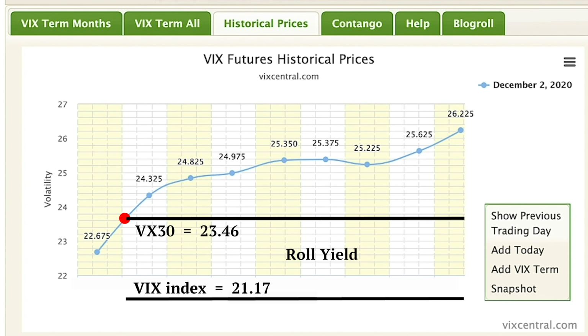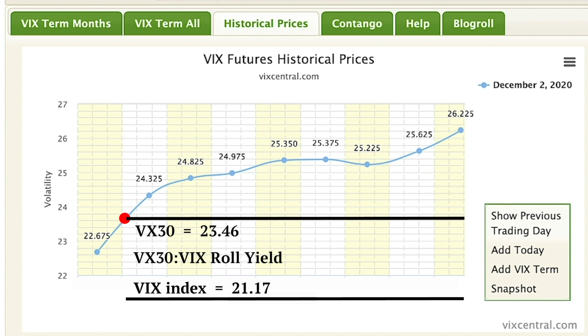So pay attention now. I've been setting this up for a few minutes, but here comes the punchline, I promise. This roll yield, the gap between VX30 and the VIX index, is what you could consider the potential decay for the volatility ETPs. We can mathematically represent how much potential decay there is at any given time based on the ratio of these two data points, VX30 to the VIX. This is called the VX30 to VIX roll yield.